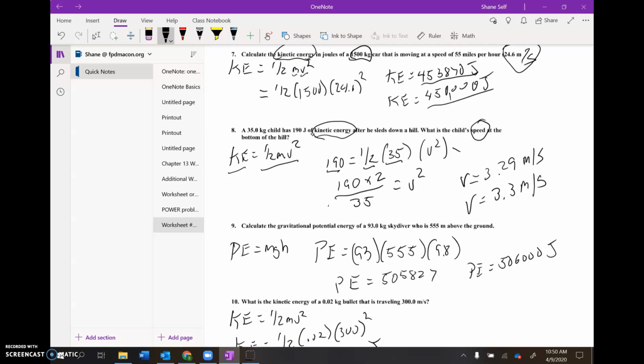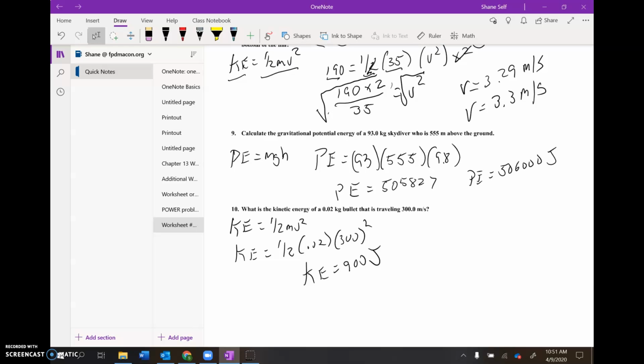If you multiply by 2 to both sides, this cancels out with the 2 on the bottom, and we're done. If you multiply by 2 over here, then you have to multiply by 2 right here. So it's 190 times 2 divided by 35. That gets v squared by itself. Once you do this calculation, you have to take the square root of both sides. That's how you get rid of that square. This number here is going to be 10 point something. When you take the square root of it, you get v is equal to 3.29 meters per second, or in significant digits, 3.3 meters per second.